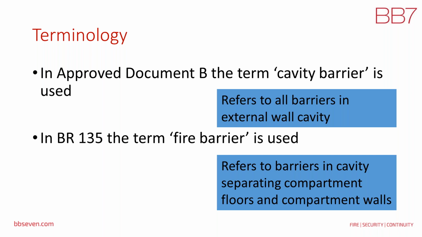In fire engineering parlance, a fire barrier refers to a barrier that you are trying to use to separate different flats, if you've got a block of flats, different accommodation, whereas the cavity barrier we refer to around edges. So you would use cavity barriers at edges like around windows and doors, but you refer to fire barriers as those protecting compartments.